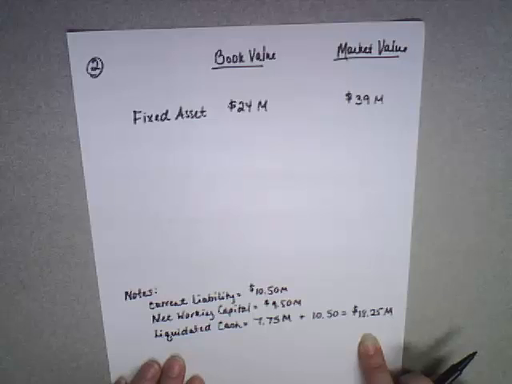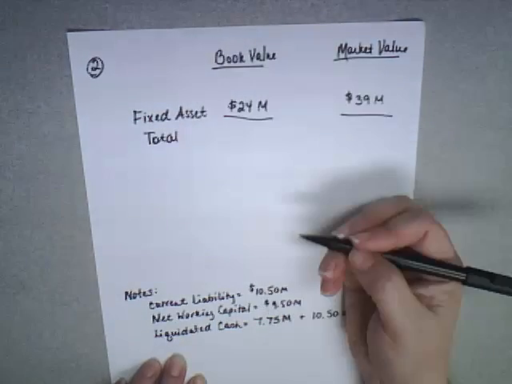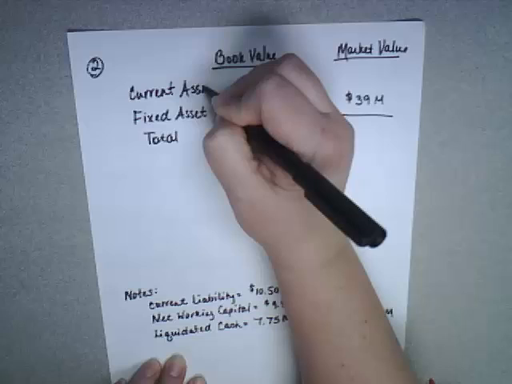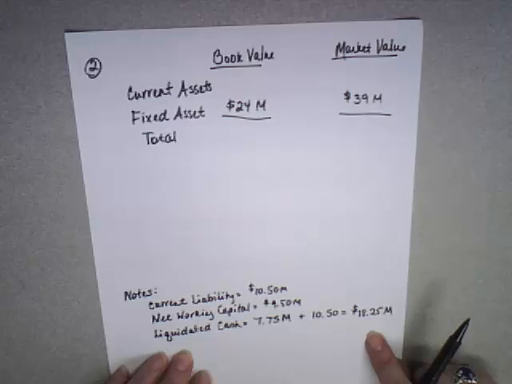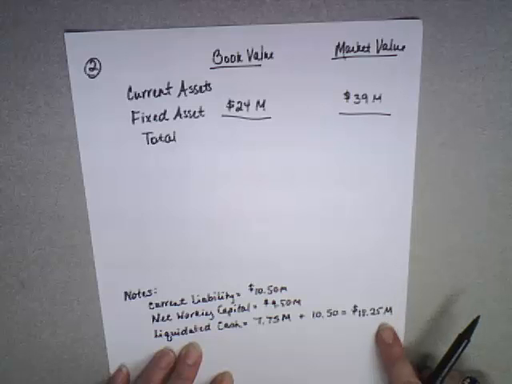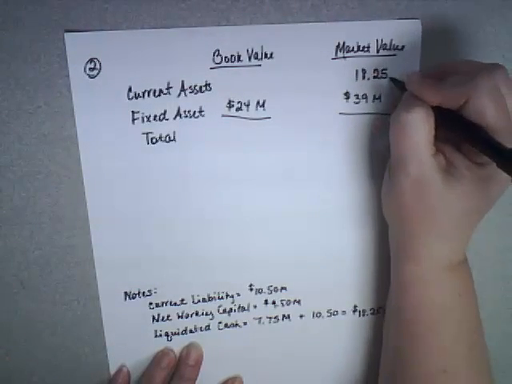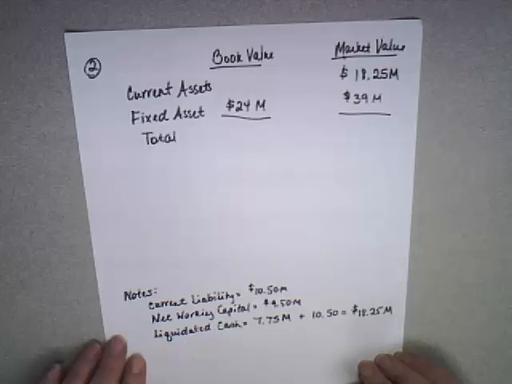Okay, now in order to solve this problem and get the total values here, we're also going to have to know where we're at with the current assets. And we just solved one of the problems here because we know that the market value, if we sell off our current assets, is 18.25 million. That's what the cash is going to be. That's the cash that we will collect.